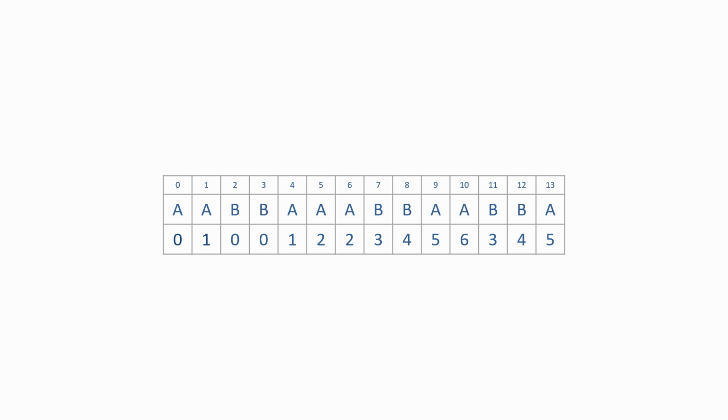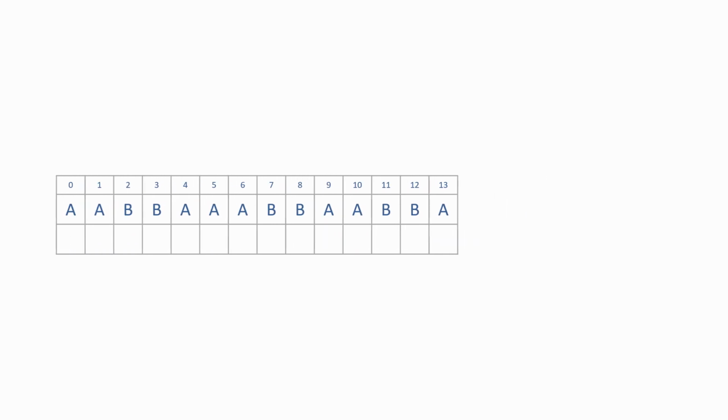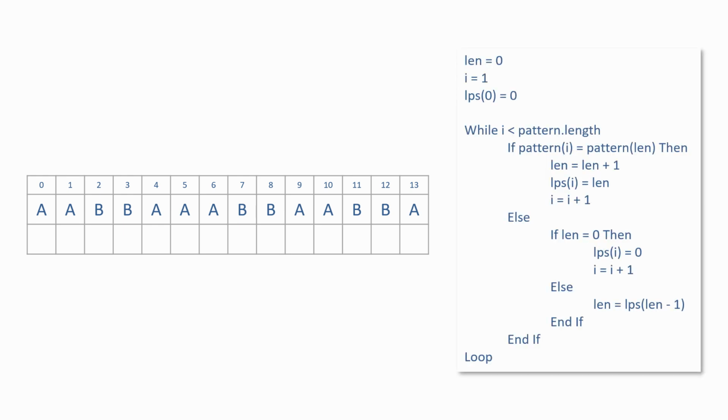So how did Knuth, Morris and Pratt do it? What is it that makes the pre-processing phase of the KMP algorithm so clever? On the right-hand side, you can see some pseudocode. We're going to step through this while visualizing the process.